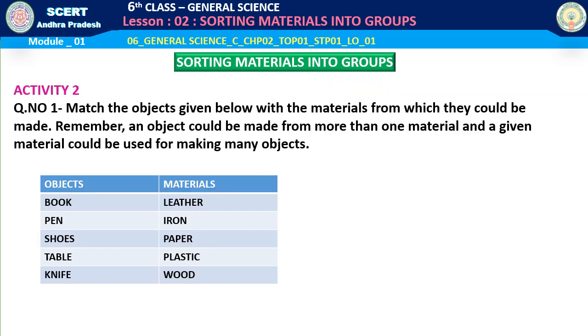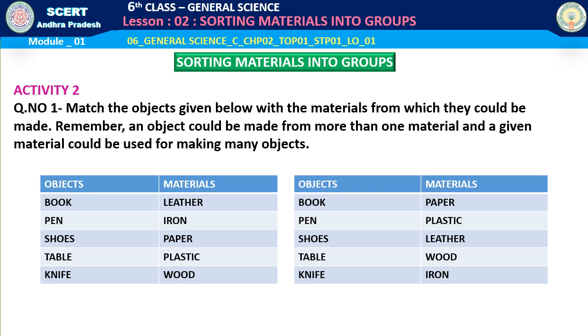Match the objects given below with the materials from which they could be made. Remember, an object could be made from more than one material and a given material could be used for making many objects. In the table, the objects given should be matched with the materials given in the table. The objects given are book, pen, shoes, table and knife. The materials are leather, iron, paper, plastic, wood. Children, let us match these.